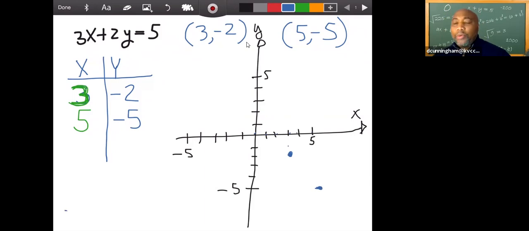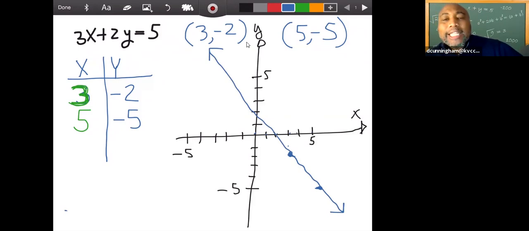Now, once you've got the 2 points, connect the dots. This is what I want you to do. When you connect the dots, make sure you put an arrow and continue to go up here and put an arrow. What that's telling me is this is a line and it goes forever. Lines go forever. It's not a segment, it's a line. So make sure you put those arrows. And that is the graph.